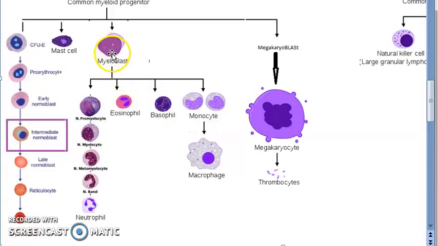Now myeloblast, here you have promyelocyte, myelocyte, metamyelocyte. So then you have a neutrophil band form, then you have neutrophil. See, what should be in the blood? In the blood you should have neutrophil. You should not have these precursors. You should not have myelocyte, metamyelocyte.